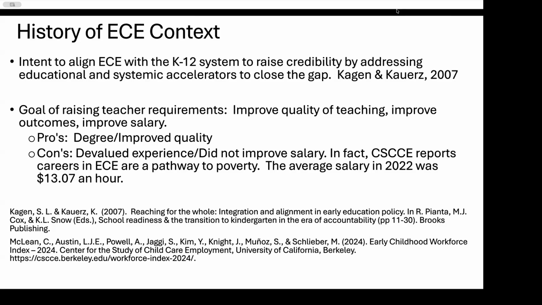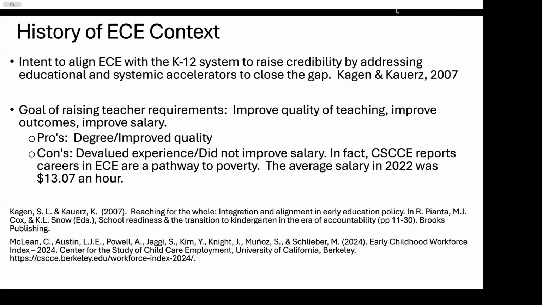And also there was a concern about the stratification of American society. So as an equalizer, universal pre-K is indicative of that. And the systemic accelerators were really looking at quality factors. How do we make things better? Overall, the goal became that of raising teacher requirements to improve the quality of teaching, to improve outcomes, and improve salary. And the pros of some of that is that the degrees did improve quality. I'm not sure that's statistically verifiable, but the quality factors have improved.